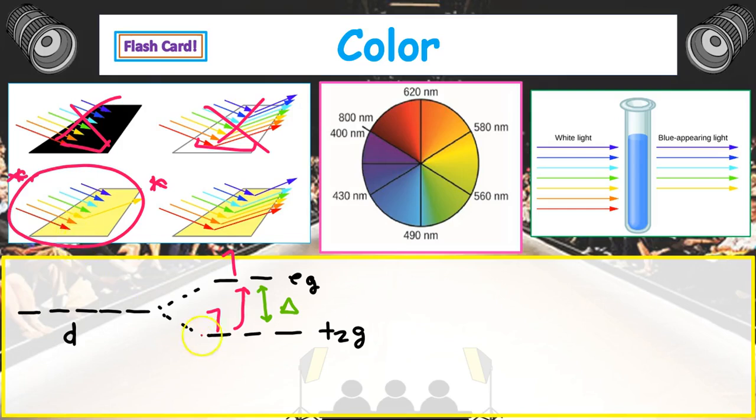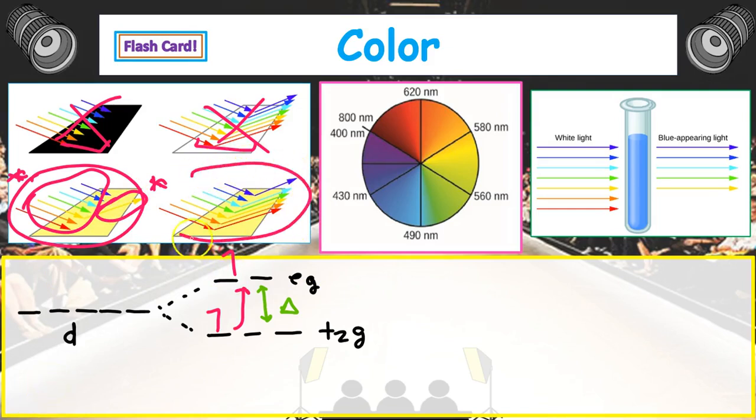Now, if we have a situation where that electron is going to absorb every color except one, so let's just say it absorbs every color except the yellow color. That means the color that it will reflect would be yellow, because that's the only one it didn't absorb, right? So we can have a situation like that.